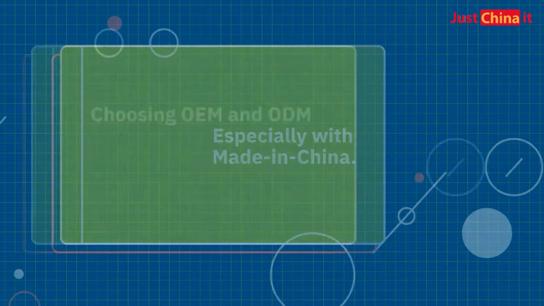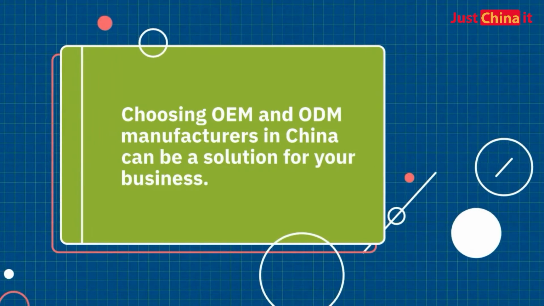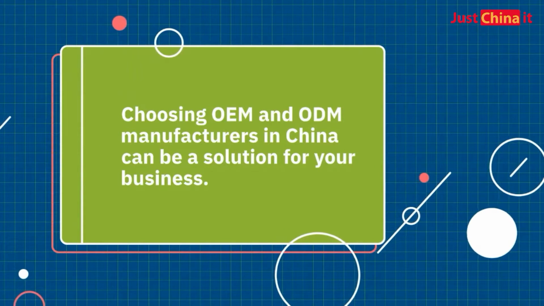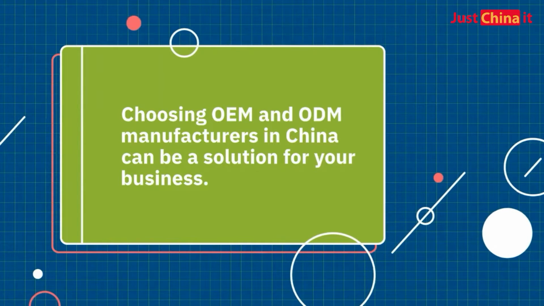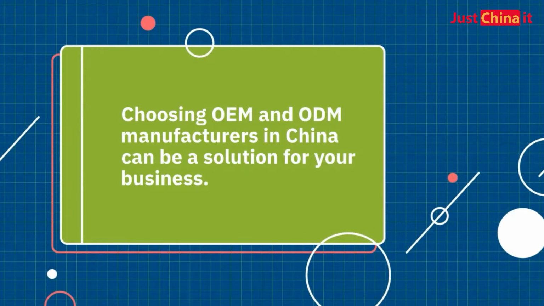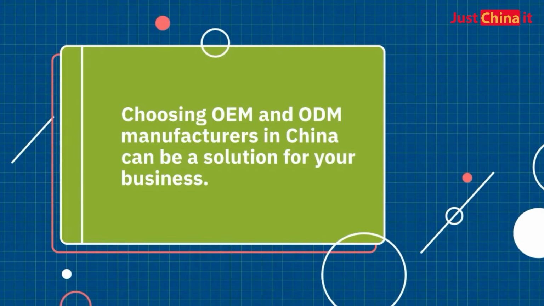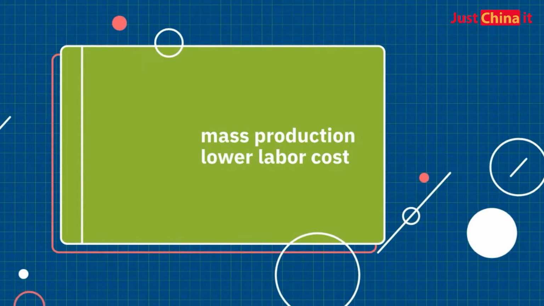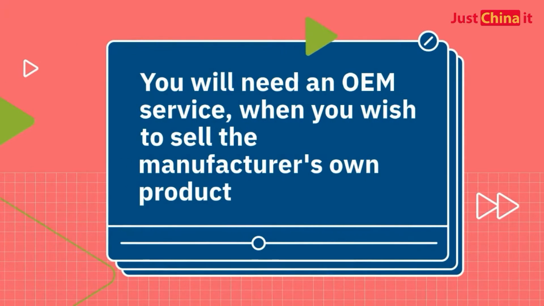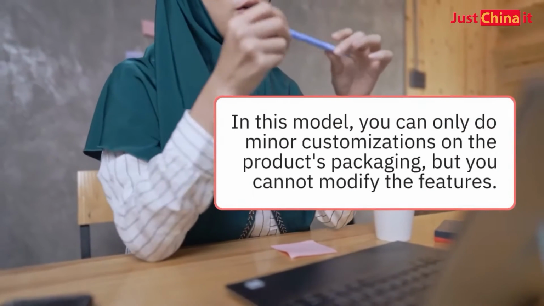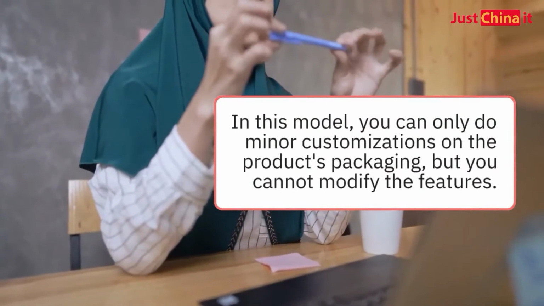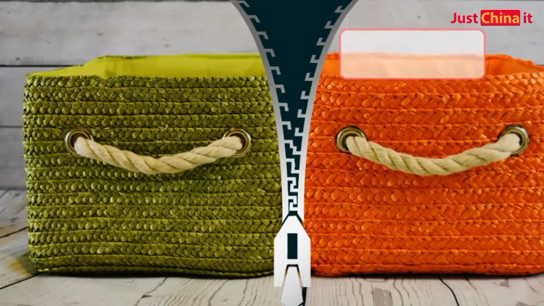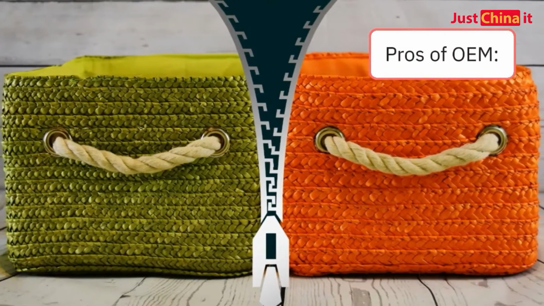If you plan to establish your brand, you need to consider factors and considerations before choosing OEM or ODM. Choosing OEM and ODM manufacturers in China can be a solution for your business. Because of mass production and lower labor cost, you can benefit from what they can offer. You will need an OEM service when you wish to sell the manufacturer's own product and only need rebranding. In this model, you can only do minor customizations on the product's packaging, but you cannot modify the features. Check out the pros and cons of OEM.